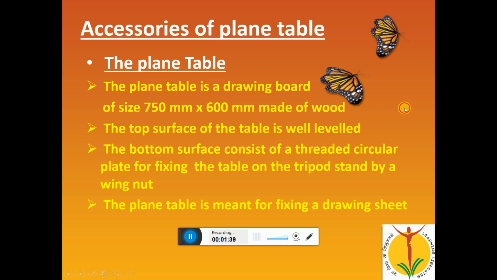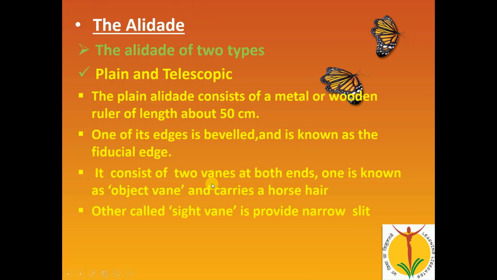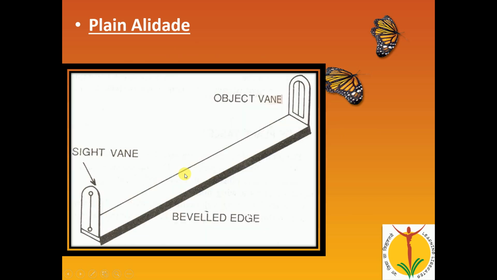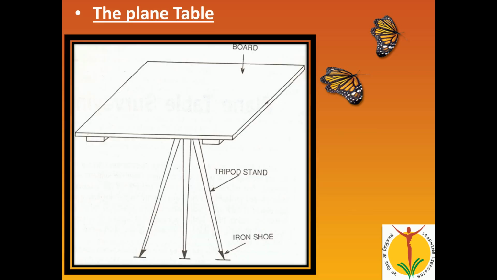So this is a typical plane table, the typical plane table board. And this is the setup of the plane table. The plane table you are going to place on this tripod stand, the tripod stand with the iron shoe.